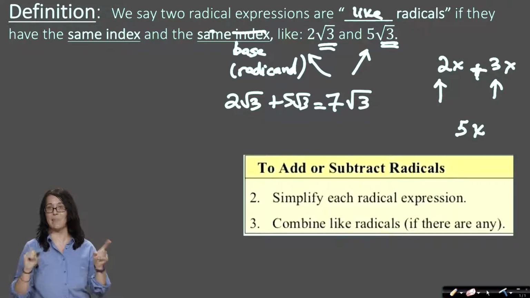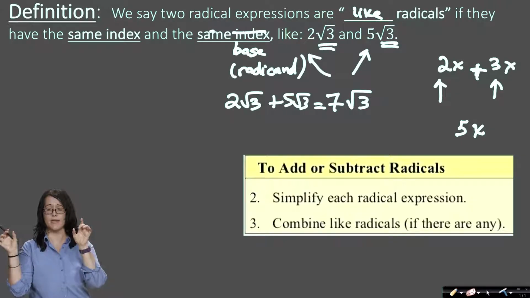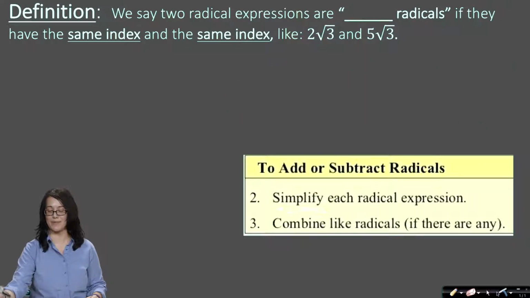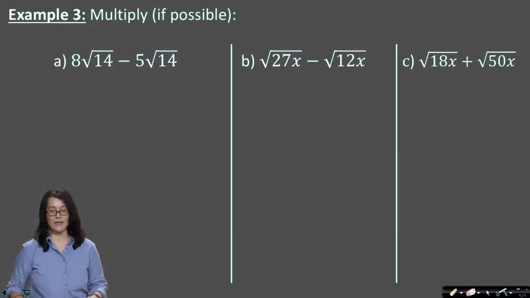Okay, so the only time I can add radicals together is if they have the same radicand and the same index. So if needed, you'll simplify your radical first, and then you'll have the same radicand, the same index, and combine your like radicals this way. Let's head over to our page of examples and see if this is making any sense.